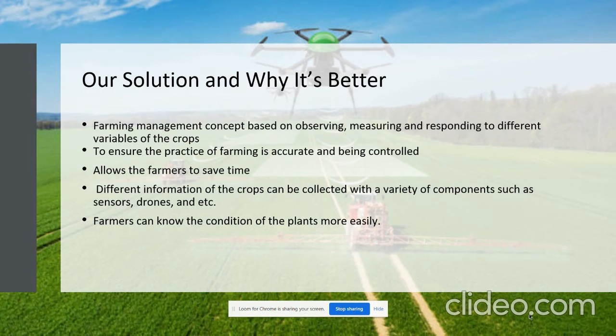Precision farming is a farming management concept based on observing, measuring, and responding to different variables of the crops, such as soil condition, moisture value, and fertilizer pH value, to ensure that the practice of farming is accurate. Different information about the crops can be collected with a variety of components, such as sensors, drones, robotics, and autonomous vehicles. By doing so, farmers can know the condition of the plants more easily, which allows them to save more time.